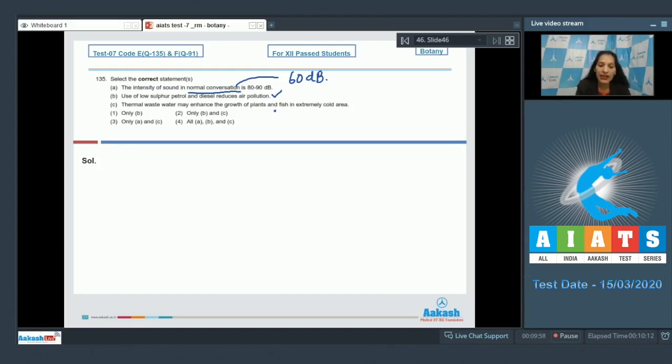Thermal waste water may enhance the growth of plants and fish in extremely cold area. Yes. So false, true and true. So correct ones are B and C. So the correct option for the given question is option number 2.